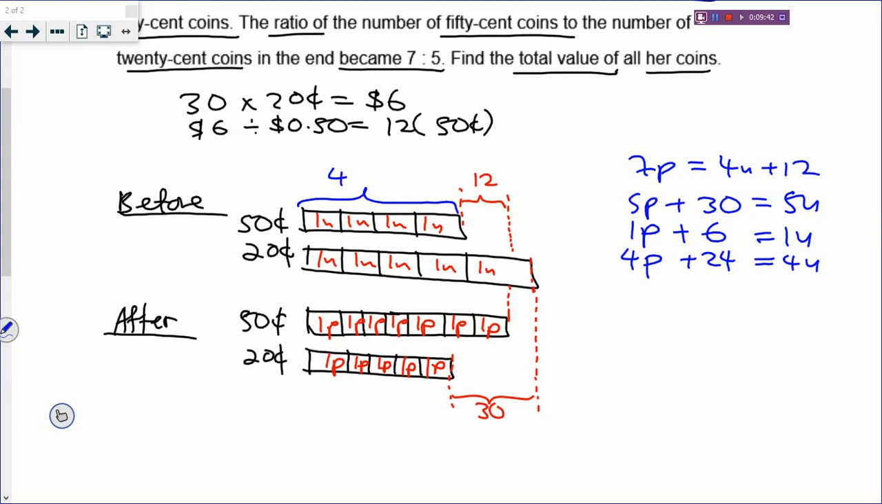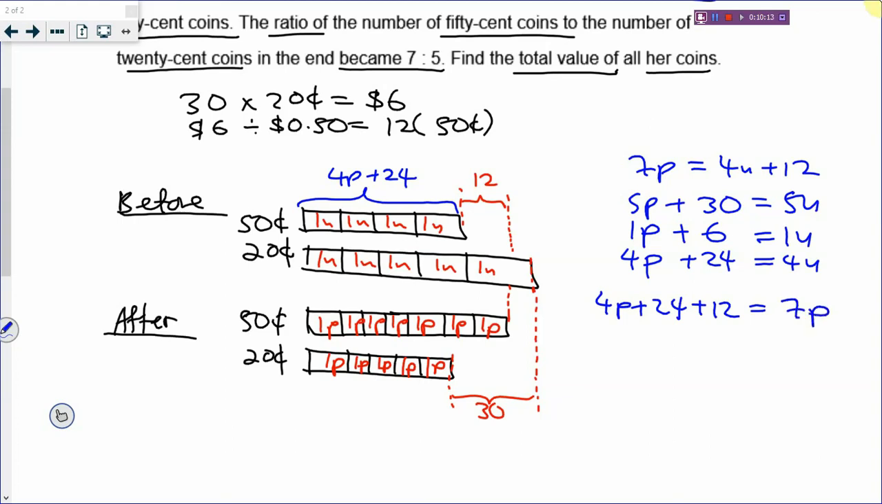So we can add on to the model. So now we have 4 parts plus 24, and plus another 12, that will give you 7 parts of 50-cent coins in the end. Alright, so now we can do some more. Let's look at the 50-cent coins at first again. I have now 4 parts plus 24 plus another 12, and that will give you 7 parts of 50-cent coins in the end. And you can see there are no more units.